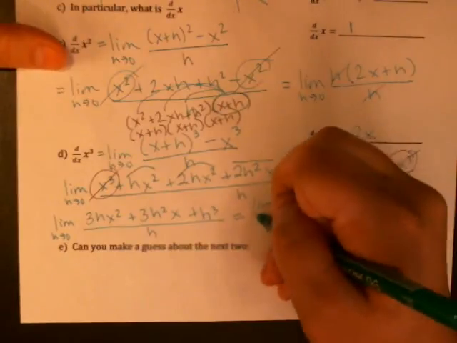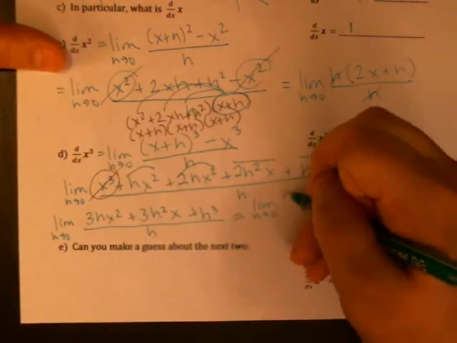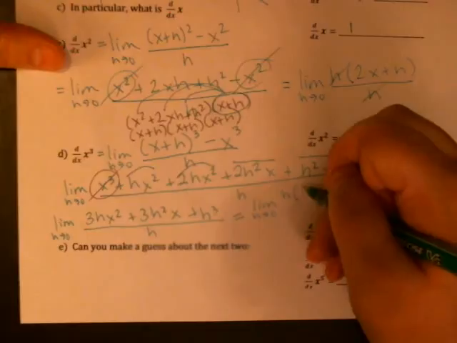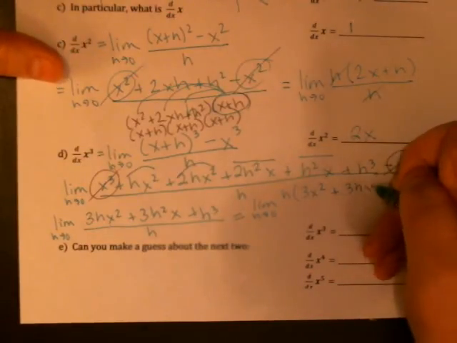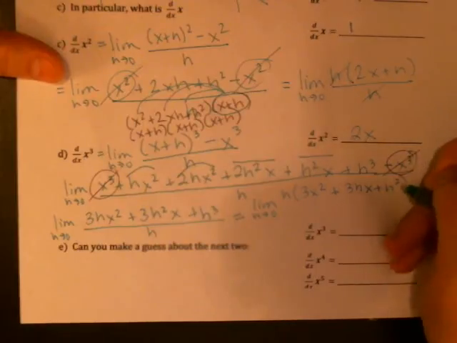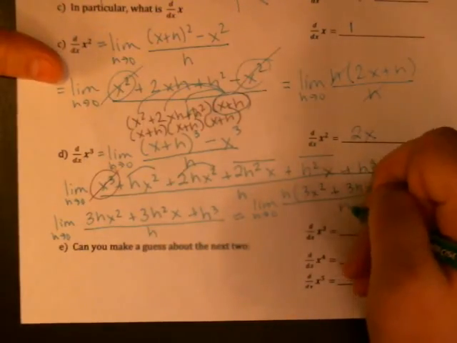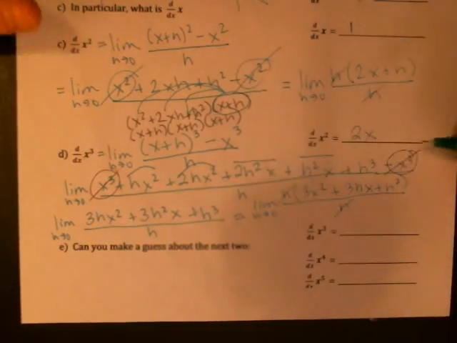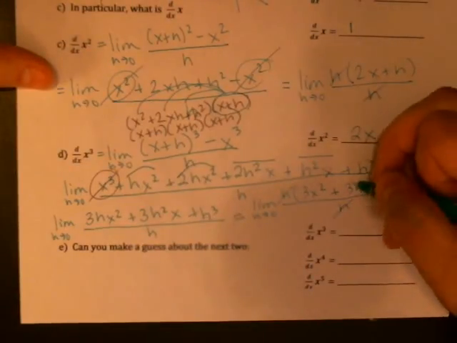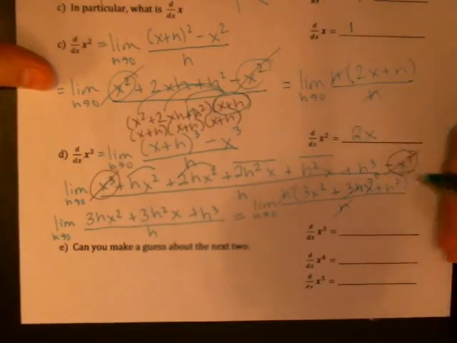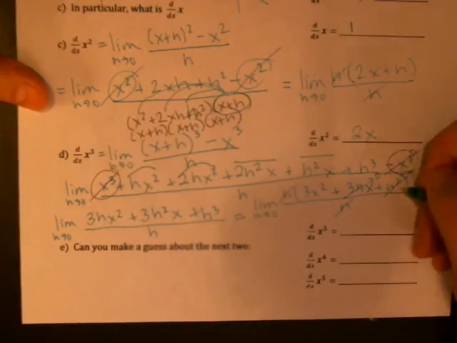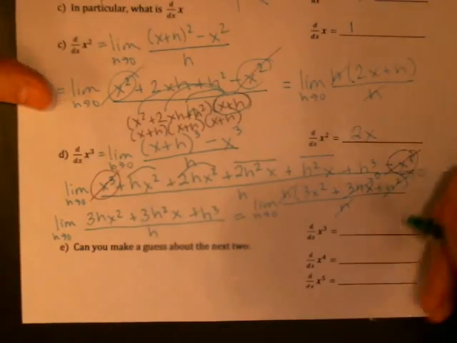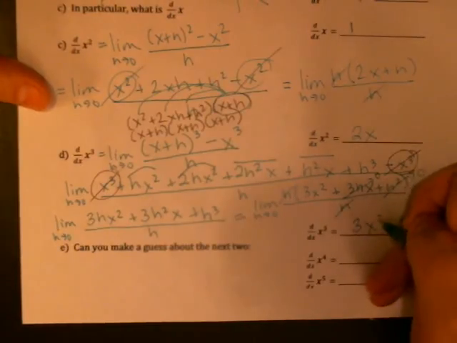The limit as h approaches 0. If we factor out an h, we'll have 3x squared plus 3hx plus h squared, and then we can cancel the h. As h goes to 0, the 3hx will go to 0, the h squared will go to 0, and all I'm left with is 3x squared.